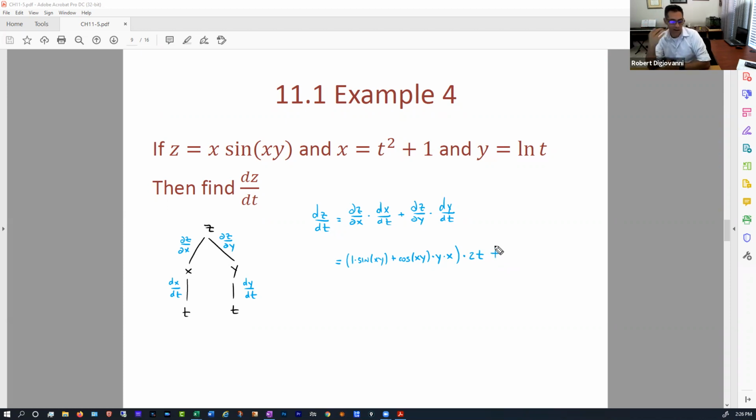Now I add to that the product down the second branch, which is dz dy. So I take the derivative of this with respect to y. We did that in the previous example also. It was x cosine of xy times x. That's the derivative of this with respect to y. And then we do dy dt, so the derivative of y with respect to t. The derivative of natural log of t is 1 over t.